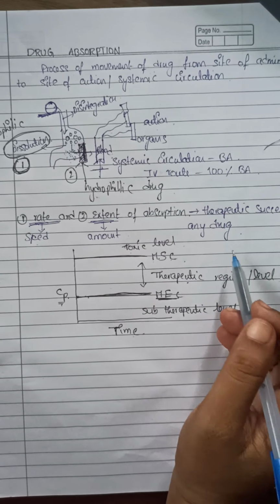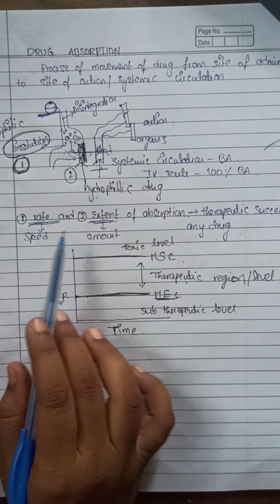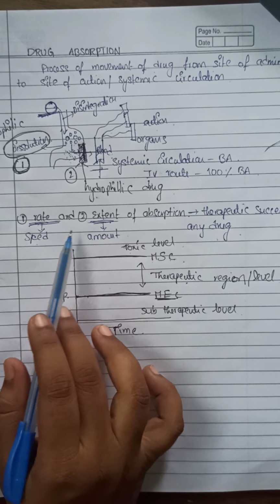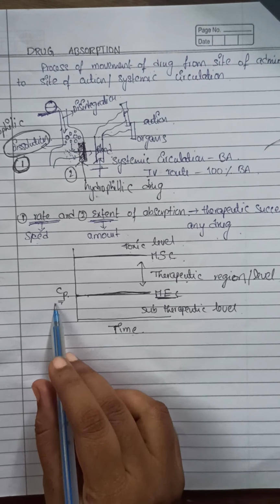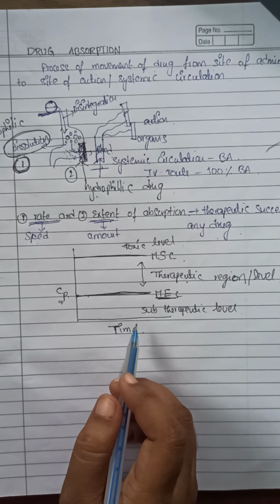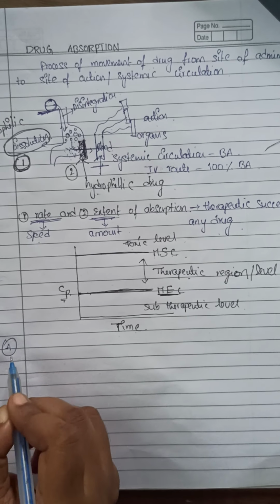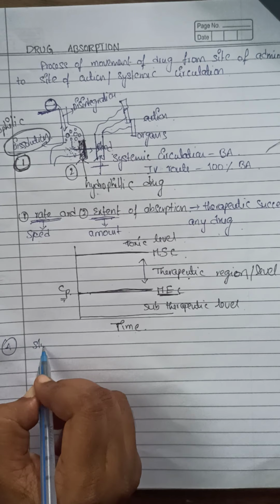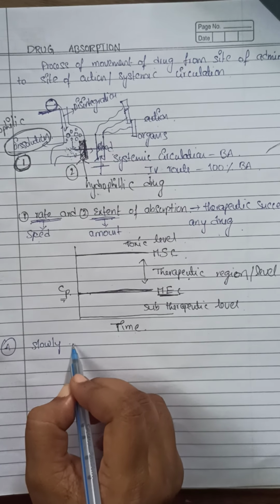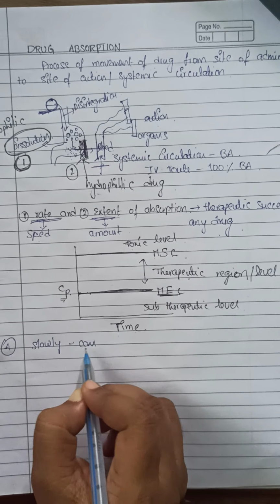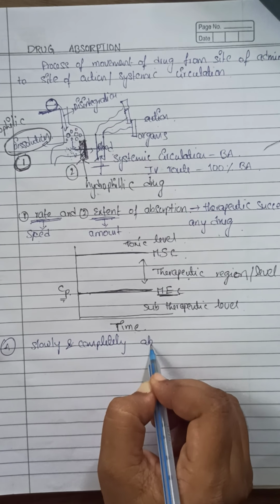therapeutic success of any drug will depend on both rate and extent. The significance or importance of these two things will be understood from the time versus plasma concentration graph. So here we consider two drugs. For example, the first drug, A, is a drug which is slowly absorbing but completely absorbed, slowly and completely absorbed.